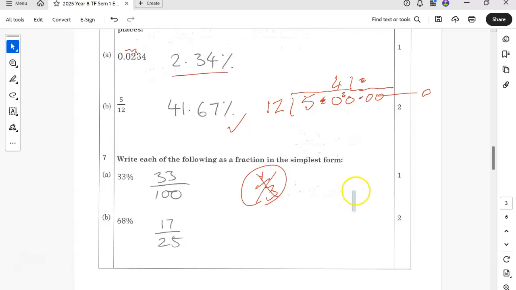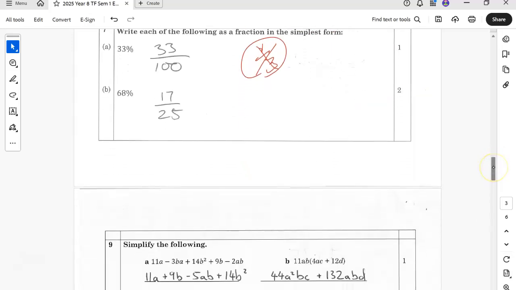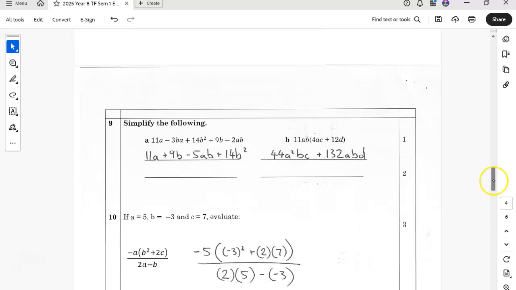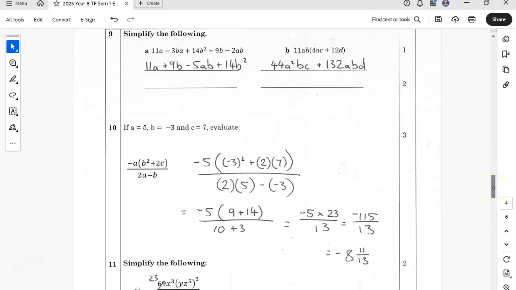It's 33 on 100. When you do this one here, 68 on 100, you get 68 on 100, and then you'll find that 4 goes into that 25 times, and 4 goes into that 17 times. Now here with the following, simplify the following. The only one you can simplify is the 3BA and the 2AB, because when you're multiplying, the order doesn't matter. So it's negative 3BA minus 2BA, or 2AB becomes minus 5AB.